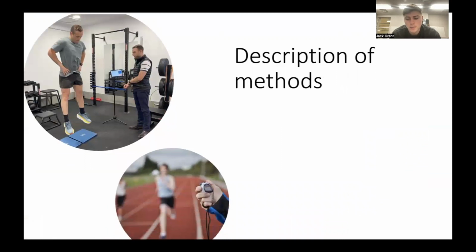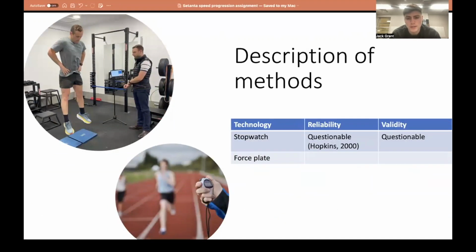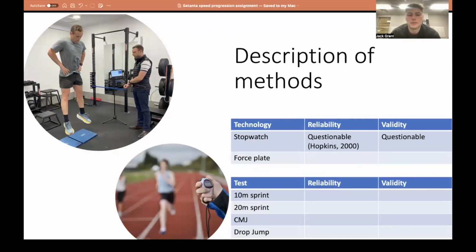So onto the methods, mainly focusing on the reliability and validity of each test and technology. The stopwatch was questionable due to the potential for human error. It was also questionable depending on the operator's skill level. So fortunately, I'd done this sort of testing before with stopwatches for 10 and 20 meter sprints. So the tool was used. However, it was only used because it was the only readily available tool. If I could have got speed gates, they would have been the preferred tool and technology to use.